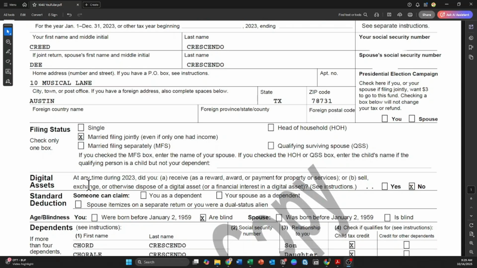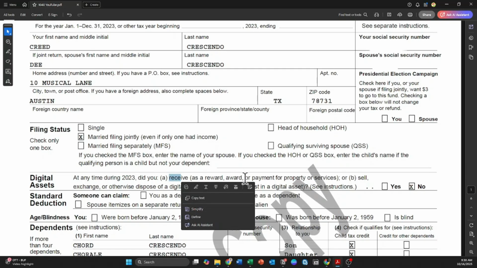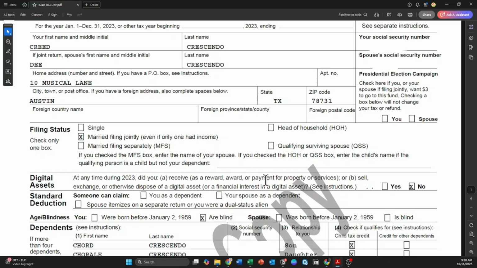And then we come to the digital assets question. Now, for most normal, ordinary people, this is going to be a simple no. But this is starting to kind of change as things go on. I think this is more in regards to crypto and other questions like that. But it's always something that you should do your due diligence on, just making sure that you don't have any of that throughout the year. As we can see, it's receiving an award or payment for property or services, or selling, exchanging, or otherwise disposing of a digital asset.